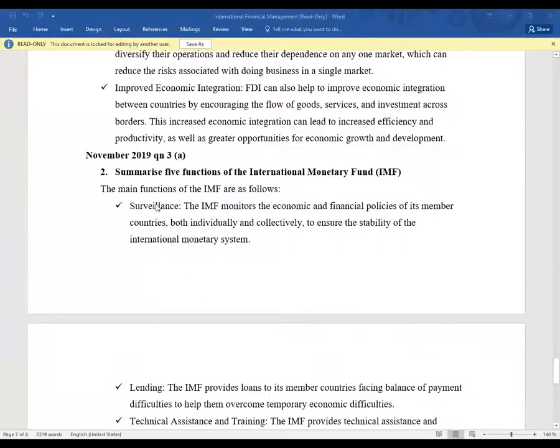We have surveillance, like right now, they're really harassing the Kenyans, surveillance. The IMF monitors the economic and financial policies of its member countries, both individually and collectively, to ensure the stability of the international monetary system. Because they also have a role in terms of stabilizing exchange rates.